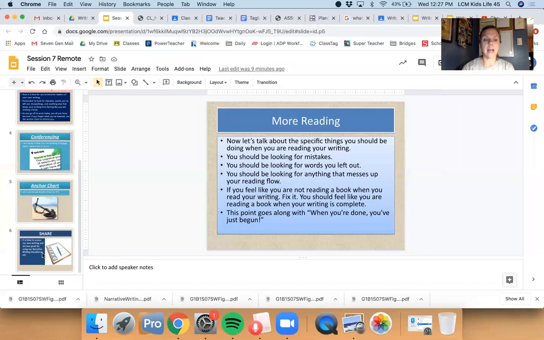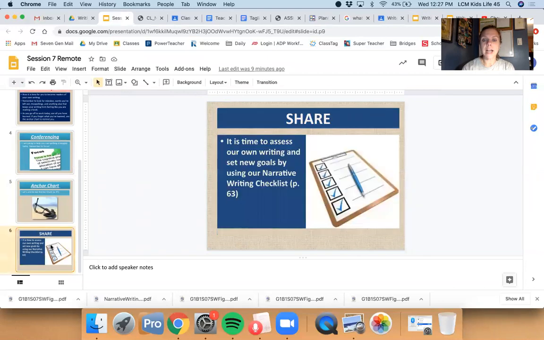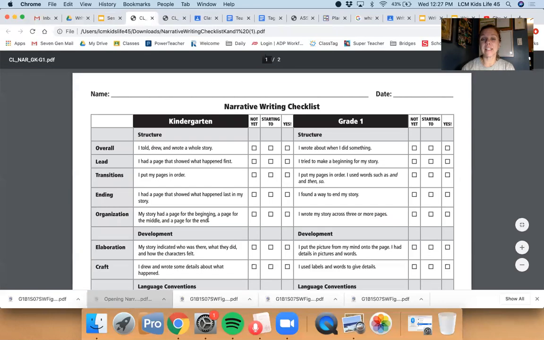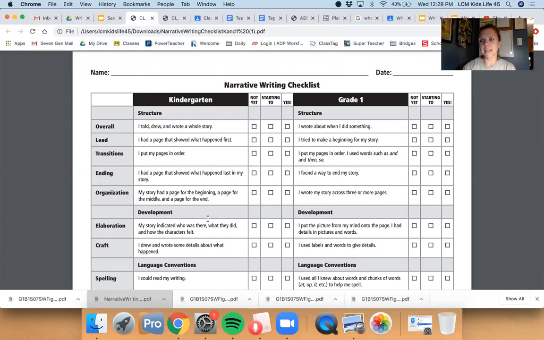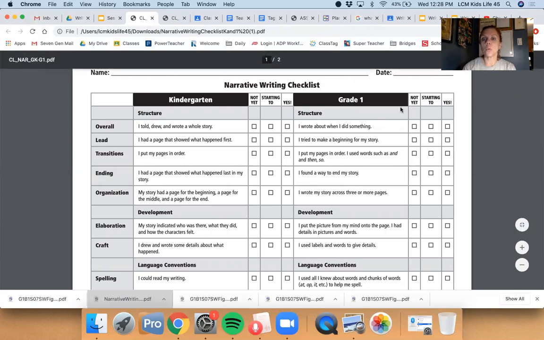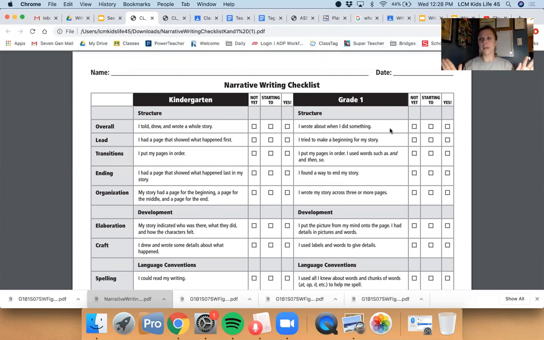Okay, now, once you do that, you're going to think about your own writing, and you're going to set some new goals for yourself. So there's this big, fancy narrative writing checklist. It looks like a lot of words. I promise it's not that bad. We're going to look over here at this grade 1 section. This is not a narrative writing checklist for what we need to have done right now. That would be a lot. It's a writing checklist, which are our goals.